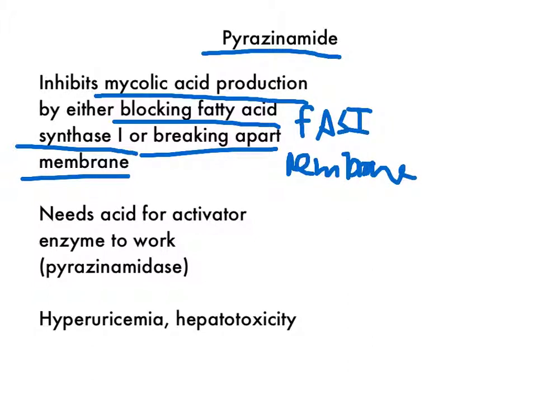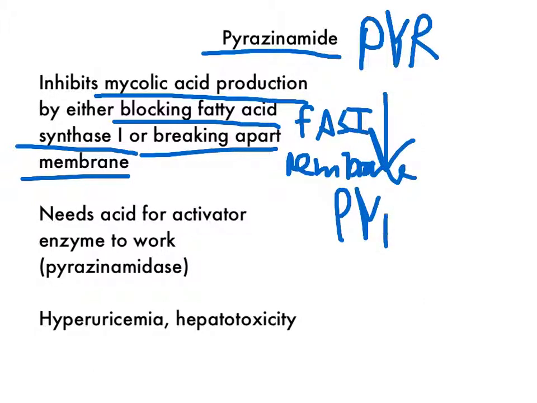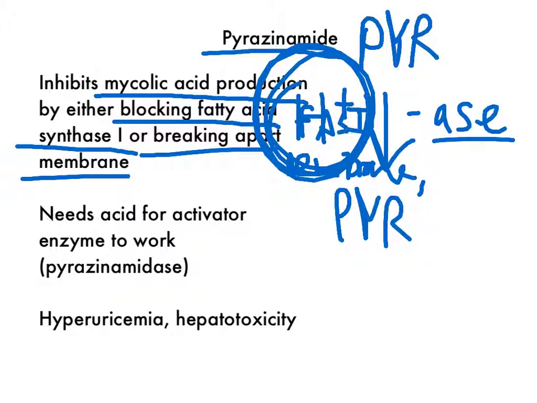So pyrazinamide, okay, it turns into its active ingredient, which is actually pyrazinoic acid. We'll call it PYR prime, and for that it requires the enzyme pyrazinamidase, which is pretty easy to remember. But the biggest thing to remember about this is that this enzyme is activated in an acidic environment. The acid is what activates pyrazinamidase, and that is what activates the active ingredient. So this drug can only be used in an acid environment.